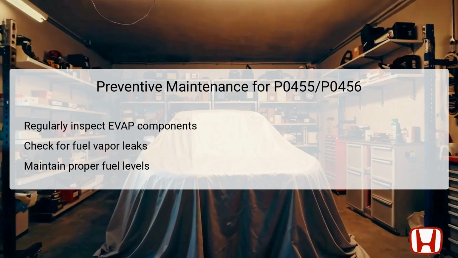Implementing a consistent preventive maintenance routine is valuable. Regular inspections of the EVAP system's components, such as the canister, purge valve, and seal, can identify problems before they escalate. Checking for fuel vapor leaks during routine services will ensure that the system remains intact and can handle fuel vapors effectively. Additionally, maintaining proper fuel levels, which is generally recommended to be less than a full tank, will prevent excessive pressure in the system that can lead to component failure. Proactive measures can significantly enhance the durability and efficiency of the EVAP system.